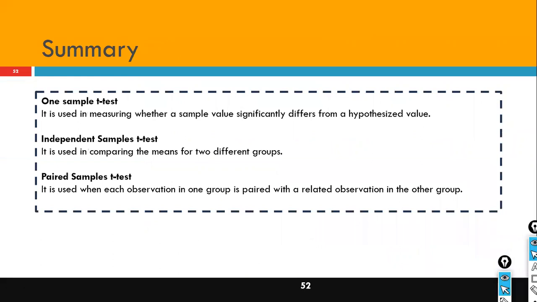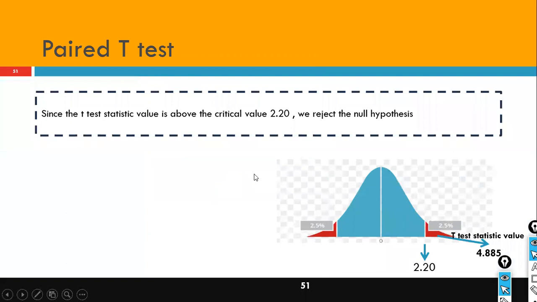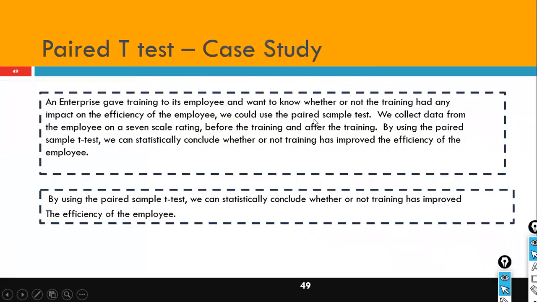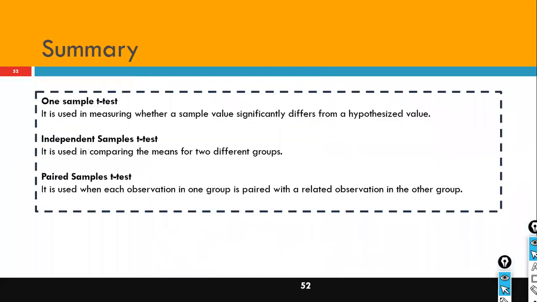Even in the case of the matched pair test, we can use the P value. When you use any statistical software, it will give you the P value only. But along with that, you can find the critical value also. Hence, we are going to reject the null hypothesis, and we are going to conclude that before and after training, there is a difference in the productivity. That is what we are going to conclude.